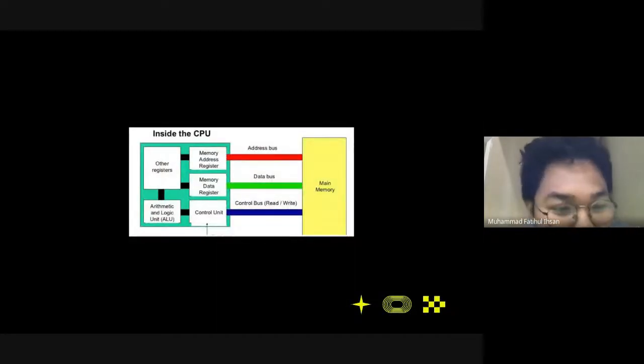So the MAR is located above the MDR and connected to main memory with the address bus.